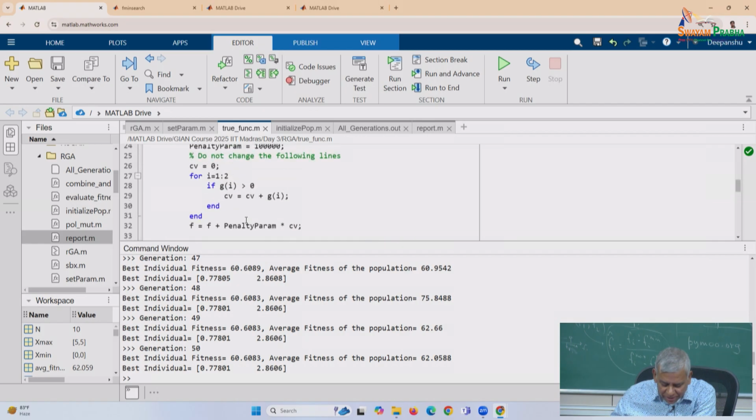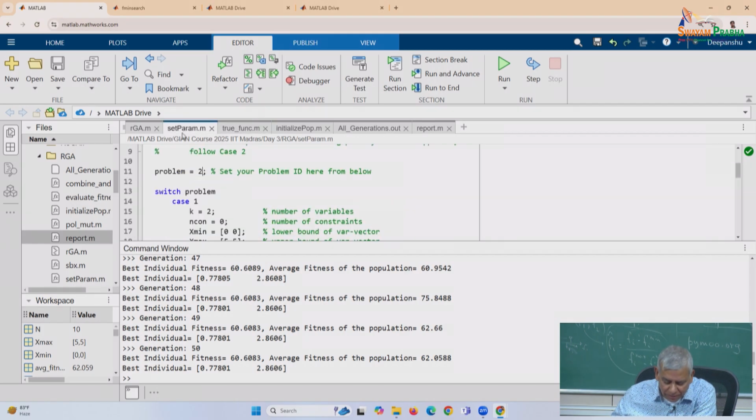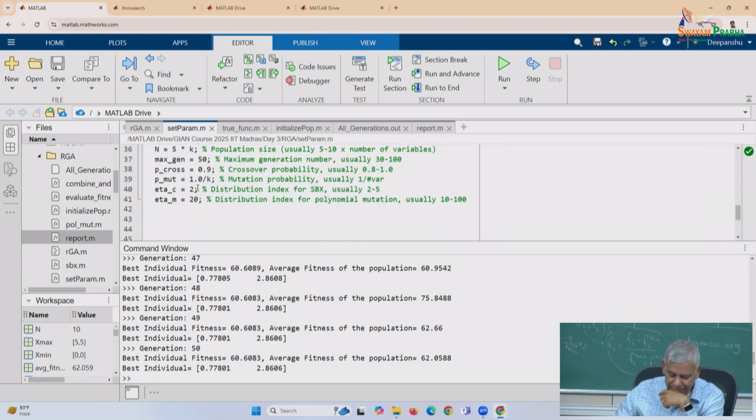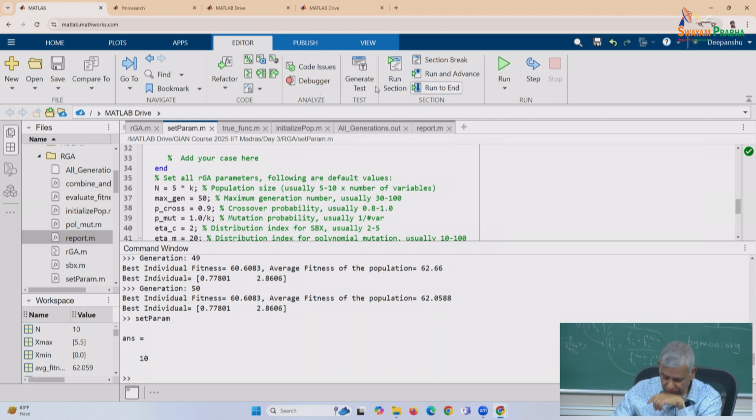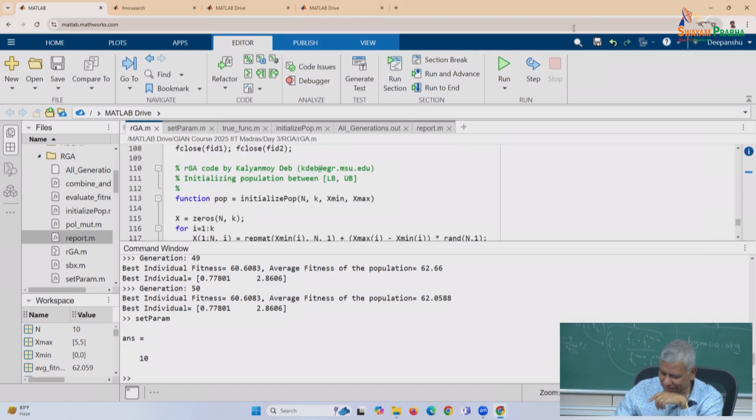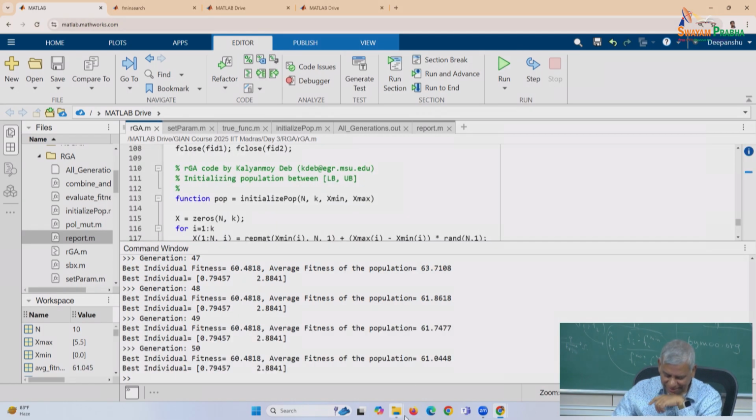So we're going to use now case 3. Which means I go to set param 3 and put it to 3. Control S, and we are using the same k equal to 5, n equal to 5 times k, and generation 50. Run. I'm always running the set param. Run here. Okay, it's a little better, right? 4.8 where we had 60.6. So this penalty parameterless approach is still better compared to setting up a big penalty and everything.